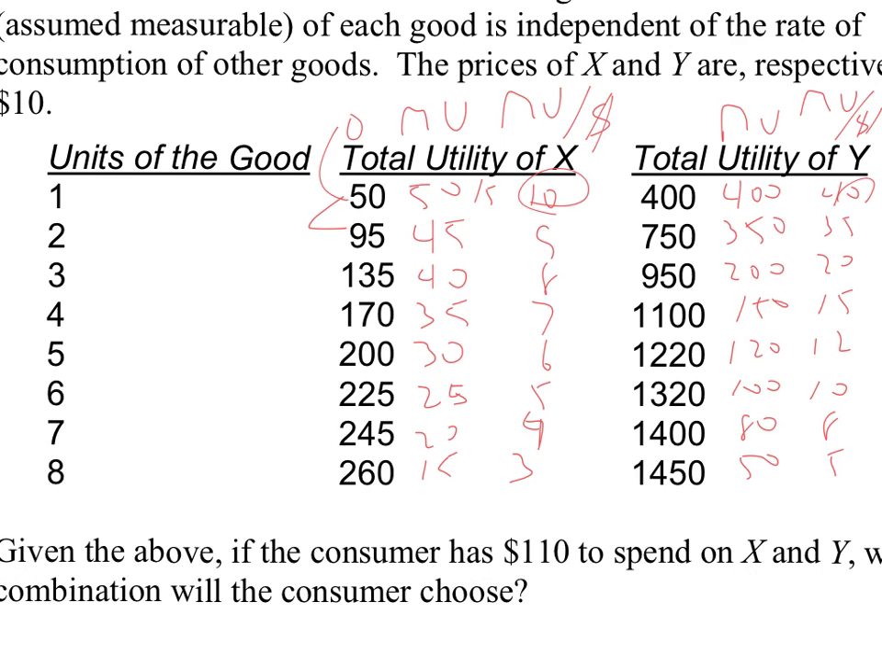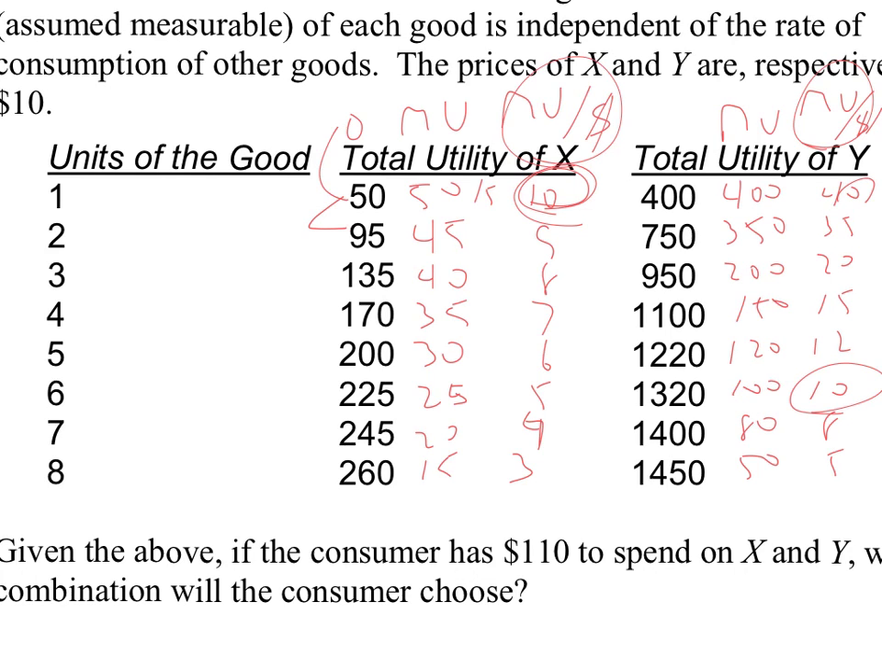Now, what does the Equi-Marginal principle say? A consumer maximizes utility by choosing a bundle of goods such that the marginal utility per dollar spent on each good is equal. So we want to look for values that are equal. Now notice there's a 10 here and a 10 here. Those marginal utility per dollar values are equal. That's 1 unit of good X, and it looks like 6 units of good Y.